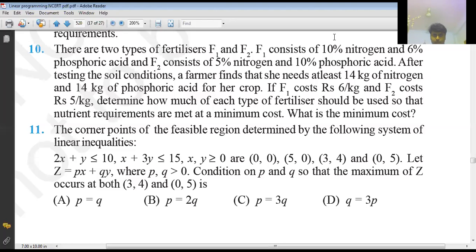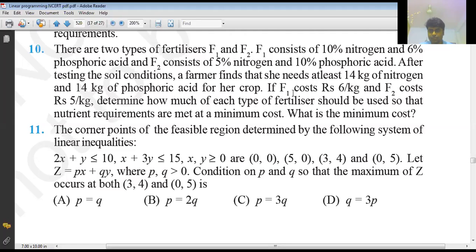Now let us go for the next question. Question number 9 we can also do in that way, so now we'll go for question number 10. There are two types of fertilizers, F1 and F2. F1 consists of 10% nitrogen and 6% phosphoric acid, and F2 consists of 5% nitrogen and 10% phosphoric acid. After testing the soil condition, a farmer finds that she needs at least 14 kgs of nitrogen and 14 kgs of phosphoric acid for her crop. If F1 costs 6 rupees per kg, F2 costs 5 rupees per kg.